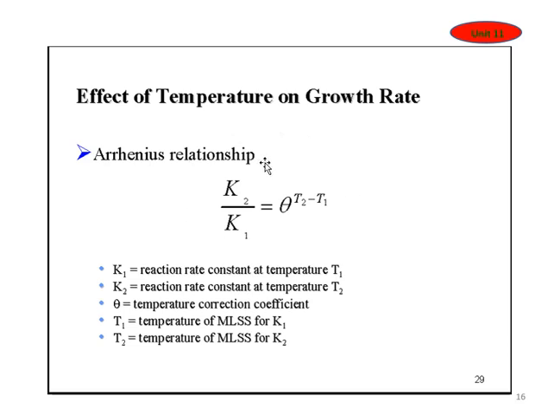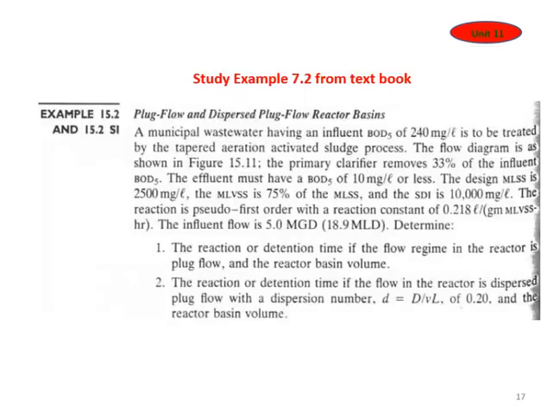It is called the Arrhenius relationship. We have already seen this in unit number 3 also. In this equation, the value of theta is a constant, it is known. For example, at 20 degrees centigrade you know the K1. In this equation you can put any temperature, like 50 degrees centigrade, and you will get the K2. So this equation can be helpful for calculating the reaction rate at any temperature.